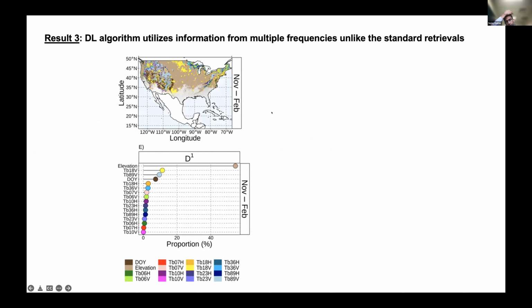So the encouraging thing is that we can infer more physical information from the deep learning approach itself. What I'm showing here is an estimate of the importances of different channel information that's used in the machine learning algorithm. This was developed during the peak snow time periods. So again, we are not prescribing a certain difference relationship as it's used in standard approaches. The algorithm seems to infer different levels of sensitivity for these channels.